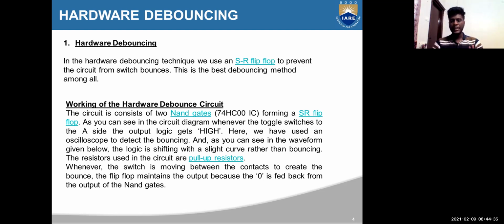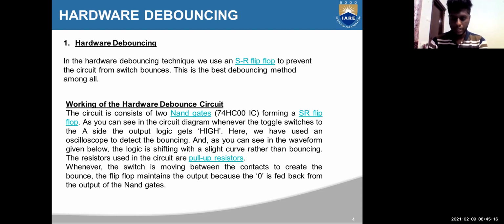So mainly the hardware debouncing circuit consists of two NAND gates forming an SR flip-flop. As the switch moves to a side, the output logic gets high. We use an oscilloscope to detect the bouncing in order to debounce the circuit using hardware debouncing. The logic shifts with a slight curve rather than bouncing, and we use pull-up resistors here. So this is about the working of hardware debouncing, which is one method of eliminating the switch bouncing.